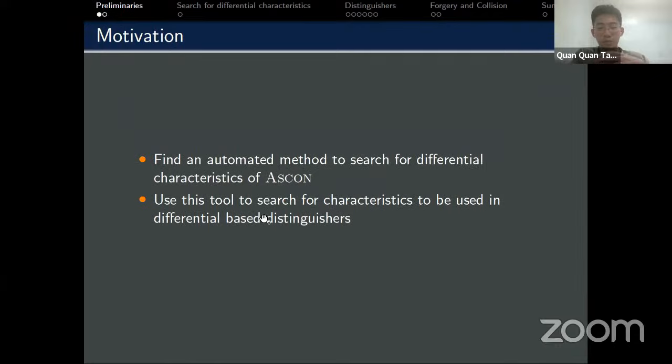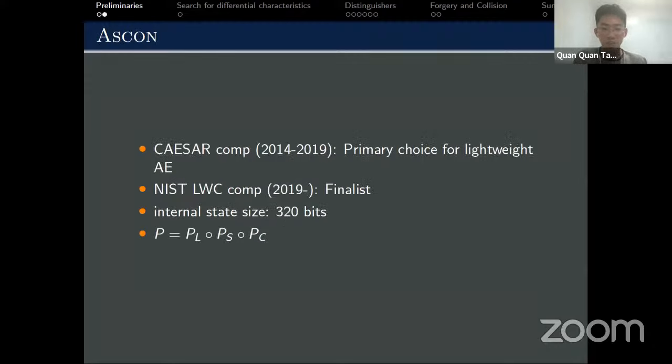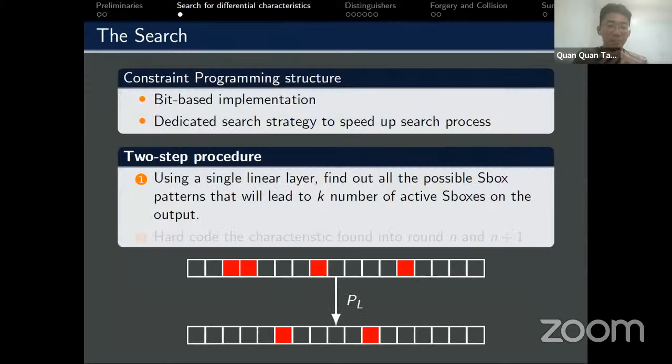So for the motivation for this work itself, basically we want to find automated methods to find differential characteristics for the ASCON permutation. Afterwards, we will use this automated method to look for characteristics that are very specific and suitable for the differential-based distinguishers that we're going to have. This is a brief introduction to ASCON, but I will skip this slide because I believe Rohit did a much better job than what I'm going to do. Okay, so we'll move on to the search itself.